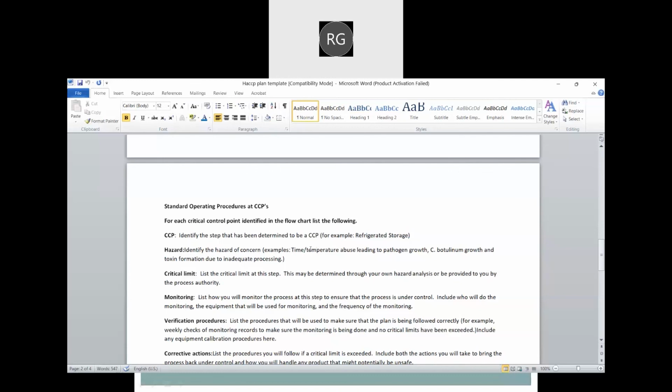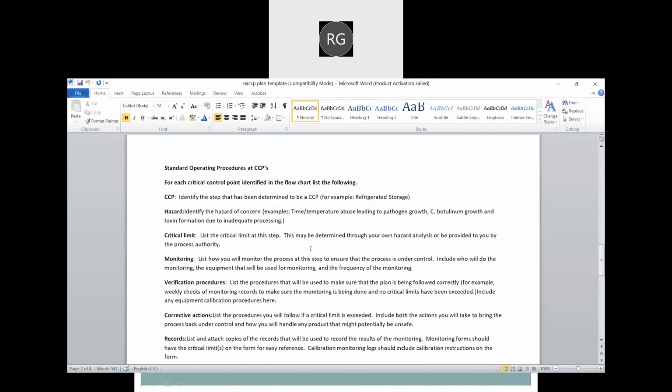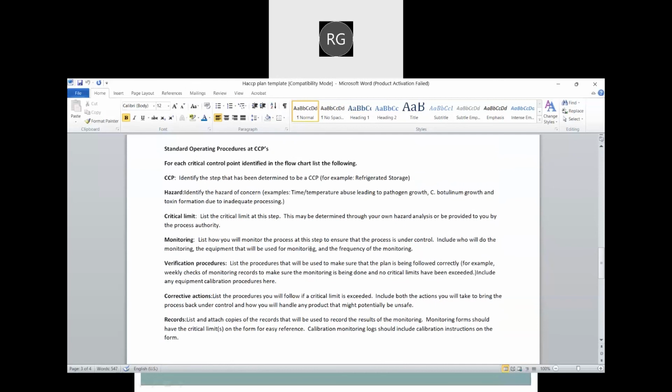Critical limit: list the critical limit at this step. This may be determined through your own hazard analysis or be provided to you by the process authority. Monitoring: list how you will monitor the process at this step to ensure that the process is under control. Include who will do the monitoring, the equipment that will be used for monitoring, and the frequency of the monitoring.